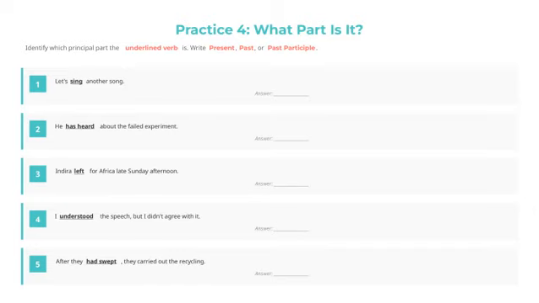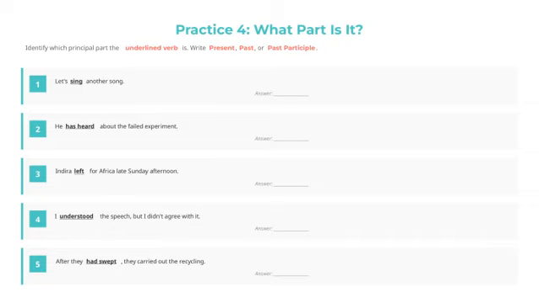What part is it? Here, we're focusing on identifying the principal part of the underlined verb in each sentence, whether it's present, past, or past participle. This is key because understanding the principal parts helps us form different verb tenses correctly. For example, in the first sentence, let's sing another song. The verb sing is in the base form, which corresponds to the present tense.